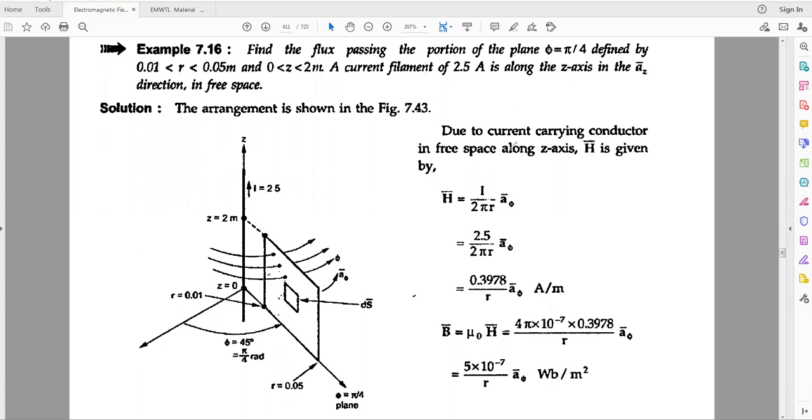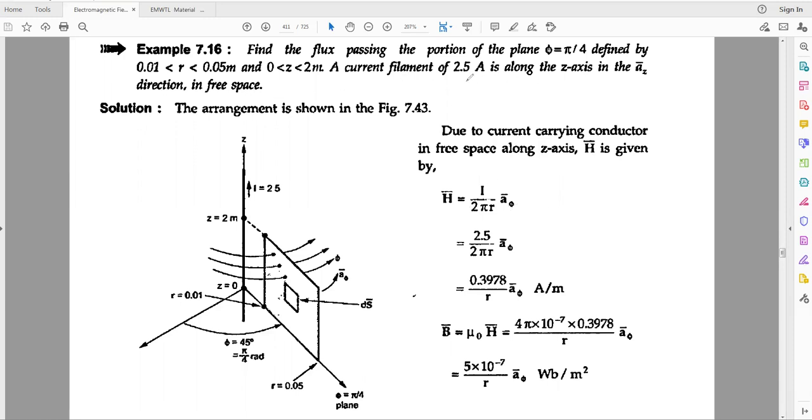Find the flux passing through this position. Before that, we know the formula for the field due to a current-carrying conductor in free space along the axis. H bar due to a long straight conductor is given by I by 2 pi R into A phi.